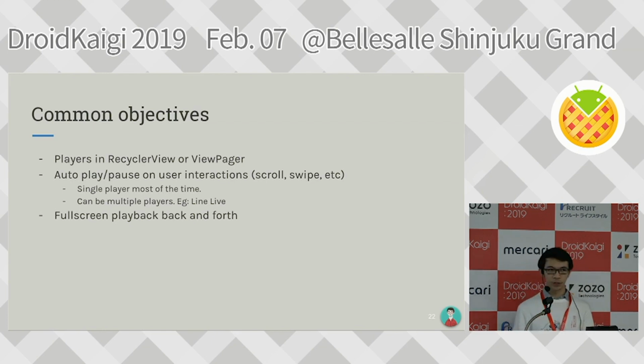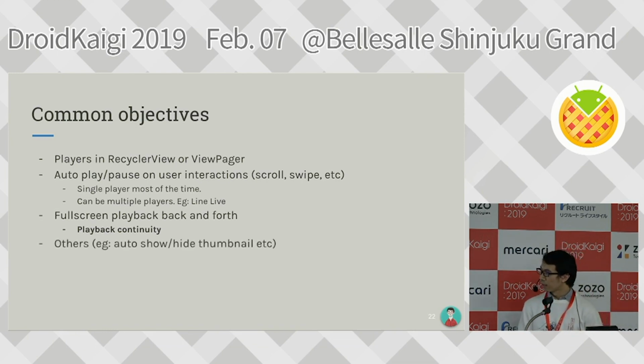And the common UX is full screen back and forth, and this is where I expect playback continuity. So when you change the scroll, change the orientation, or manipulate your UI, it should not reload. It should not release and re-prepare the playback. It should be continuous. And there are some other trivial tasks like auto hide and thumbnail.